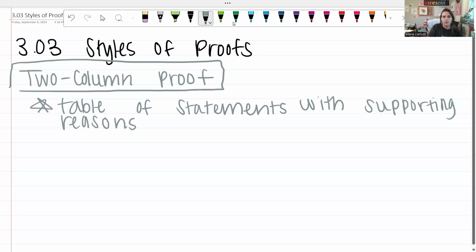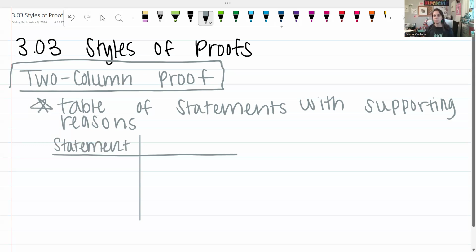So if I have a two-column proof, we are usually given something and we want to end up proving something else. So I'm going to set up this table and it has two columns, hence the name two-column proof. And on the left, that is your statement or your argument, if you will, that you are using to get to your proof. So you will start with your given statement. So you'll list just whatever is given. And your reason, your supporting reason is because it's given.